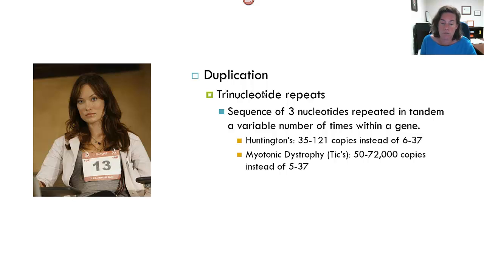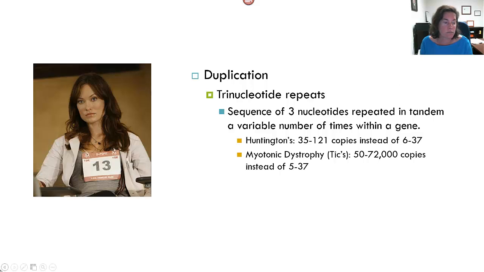Individuals with myotonic dystrophy, these are commonly called tics, things like Tourette syndrome, they have the nucleotide repeat of CTG, and instead of having it a normal 5 to 37 times, they have it between 50 to 72,000 times. Imagine repeating the CTG 72,000 times within your DNA, and these are a very, very common type of mutation. We're finding more and more medical conditions are the result of trinucleotide repeats.